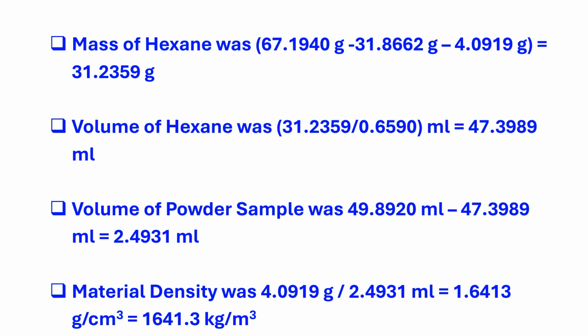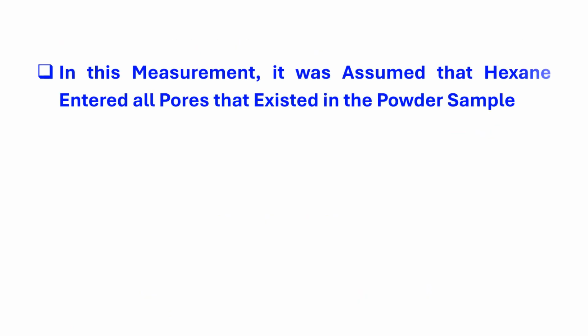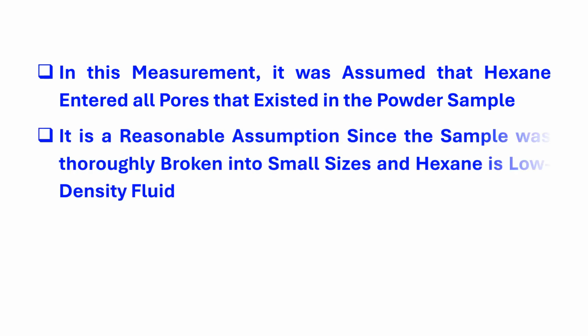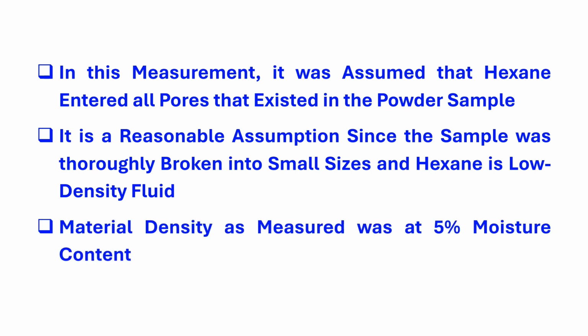Now we could calculate the porosity from the apparent density and material density as the equation is given in the earlier slides. In this measurement, it was assumed that hexane entered all pores that existed in the powder sample. It is a reasonable assumption since the sample was thoroughly broken into small sizes and hexane is a low density fluid. Material density as measured was at 5% moisture content. I will explain in the next video how material density at other moisture content can be predicted.